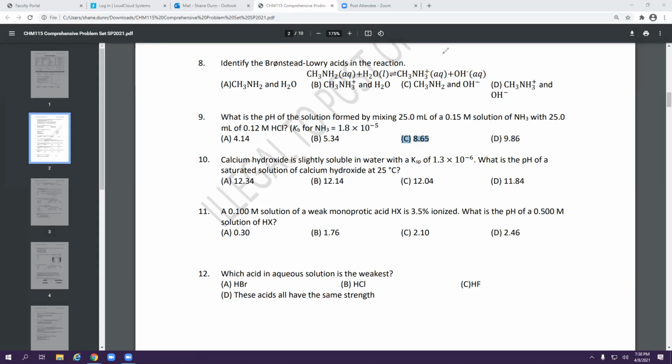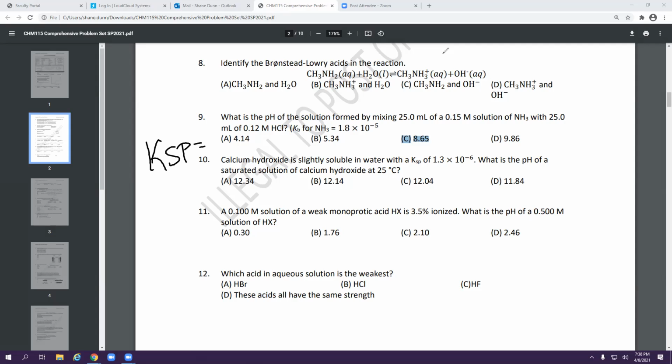Okay. Calcium hydroxide is slightly soluble in water. Oh no. Ksp is what? Solubility constant. What is the pH of saturated calcium hydroxide? Oh no. So this is everyone's favorite question in which you're testing multiple concepts. The question is convoluted.